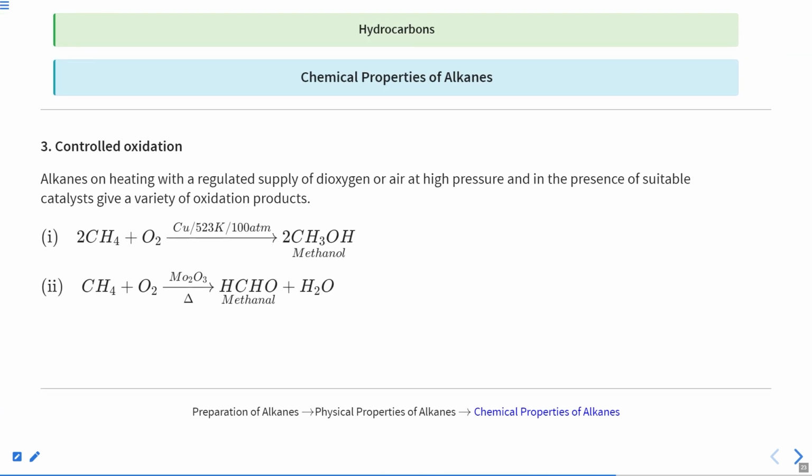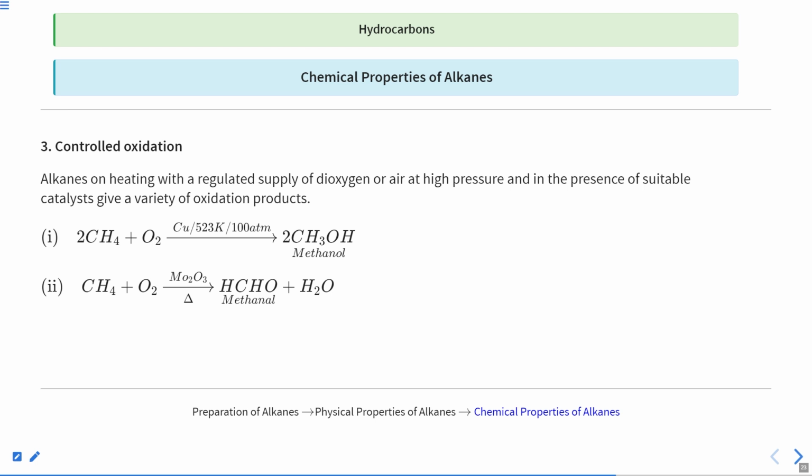Next is controlled oxidation. What is it? We are controlling the oxygen so as to produce the required product that we are looking for. Here we have CH4 reacting with O2. That is done in the presence of copper at 523 Kelvin and 100 atm pressure, which results in CH3OH, which is methanol. Similarly, if you treat that same molecule, methane, with oxygen, but in the presence of a different catalyst like molybdenum oxide, then that will result in methanal.